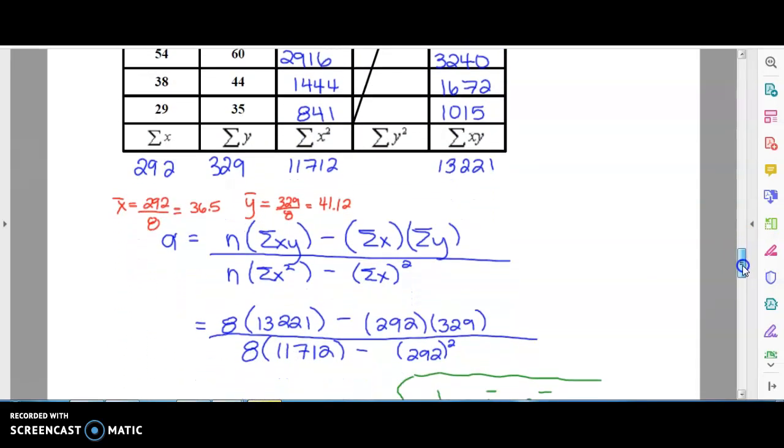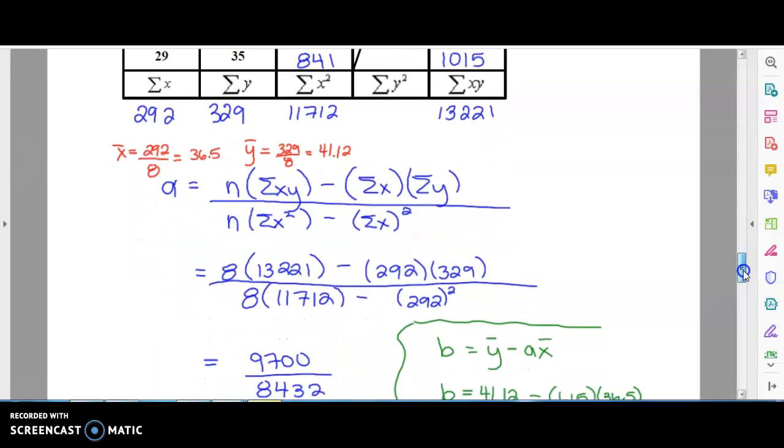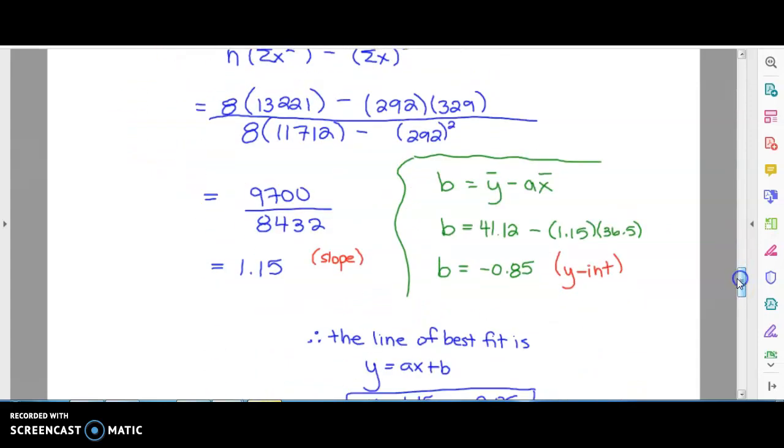Okay, so at this point, all we're doing is plugging our numbers into the formula and letting our calculator do the work. So n is 8. The sum of x times y, 13,221. The sum of x, 292. Sum of all your y's, 329. The sum of all your x squareds, 11,712. And then take the sum of all your x's, 292, and then square that. Okay, so all of these numbers are coming from our table above. Now you just let your calculator do the work, and we figure out that our a value, or our slope, is 1.15.